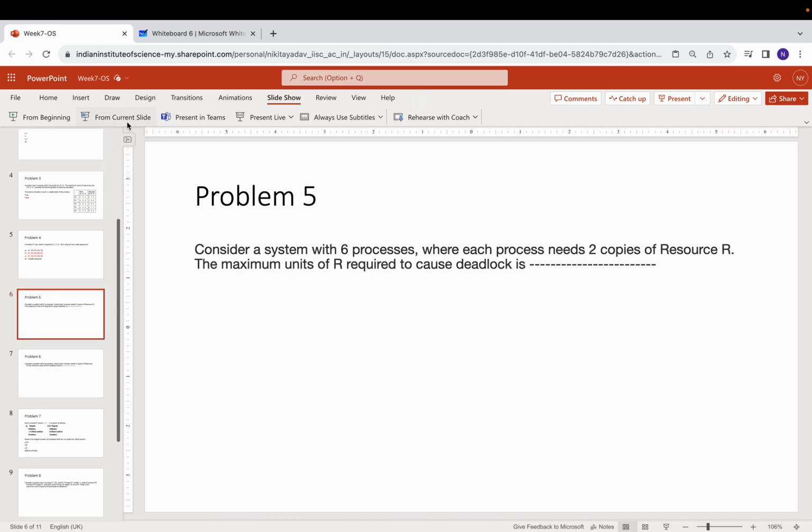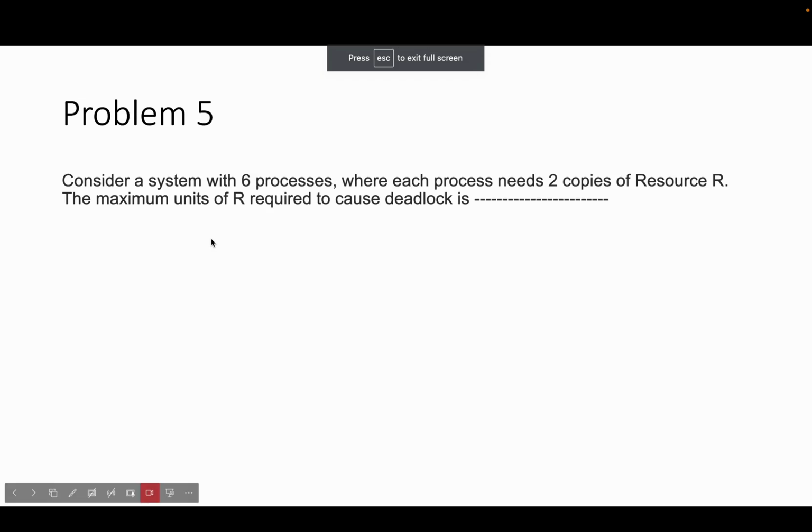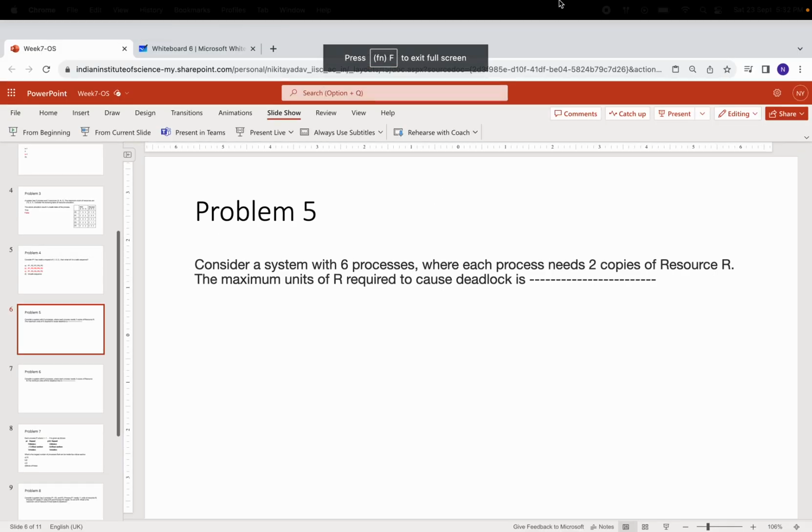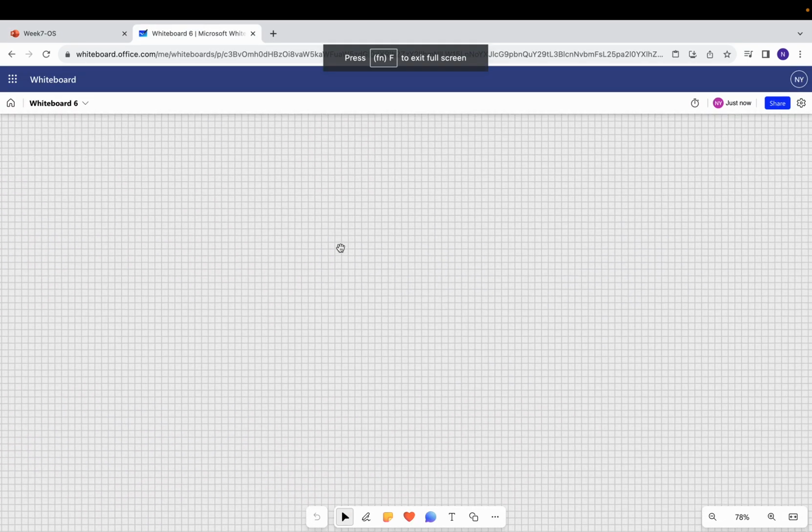Okay, moving on to problem number 5, which says: consider a system with 6 processes where each process needs 2 copies of resource R. So there are 6 processes, each needing 2 copies of a resource. The maximum units of R required to cause a deadlock is dash. Think of it similar to the dining philosopher's problem, but here we have 6 processes.